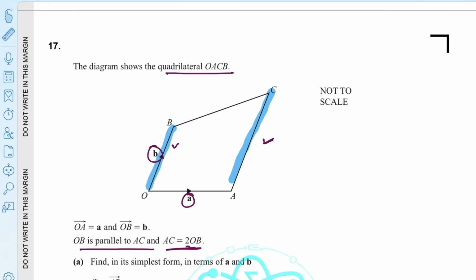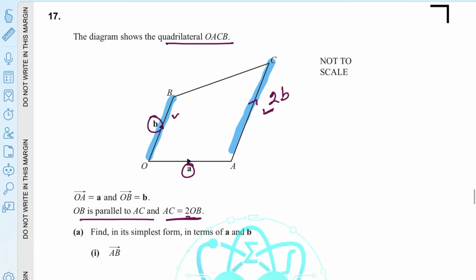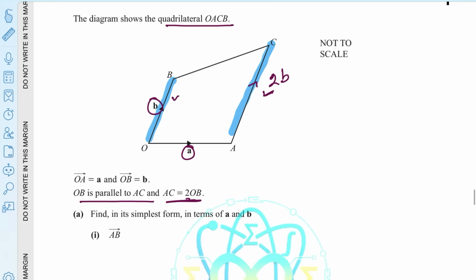But direction will be exactly same. So it will be 2b. Is it okay? 2 times b, we got to know from the question. Next, find the simplest form in terms of AB, that is AB vector.